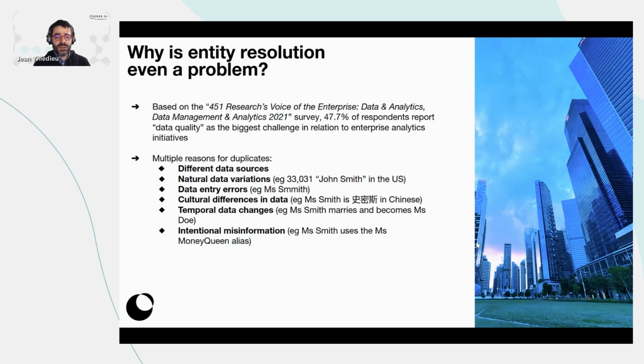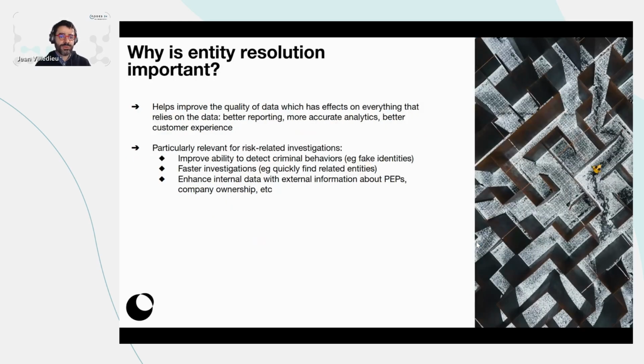It can also be that there are some cultural differences in data. So Miss Smith is going to be spelled differently in Mandarin, in Cyrillic, and in other languages. And then there can also be some temporal data changes. So let's say that Miss Smith marries, and maybe she becomes Miss Doe. And then sometimes there can be also some intentional misinformation. So Miss Smith wants to commit some crime, and in order to do so, she uses an alias, Miss Molly Queen. So a lot of different reasons to end up with duplicates in your data.